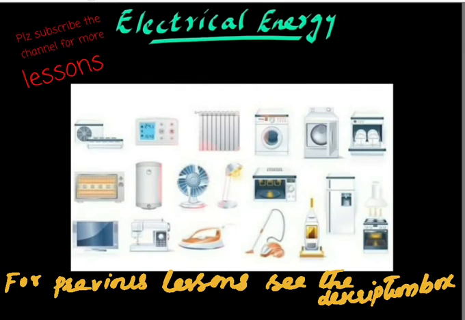Then if you take the case of many other things that work on electricity, like a washing machine, microwave, geyser, or even the speaker, where electricity is used, electrical energy is converted to some other forms of energy, isn't it? So electricity is a form of energy, and that electricity can be converted to other forms of energy.